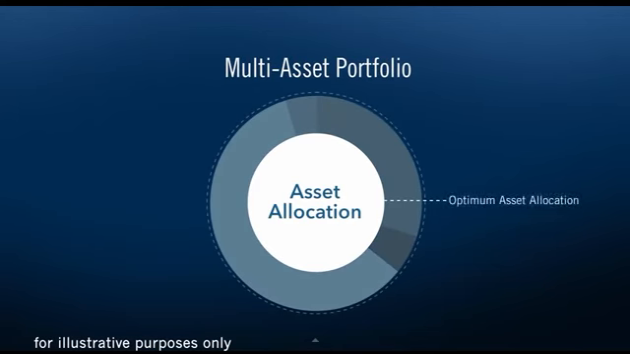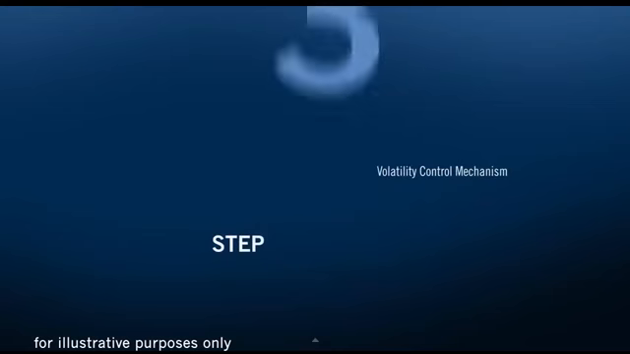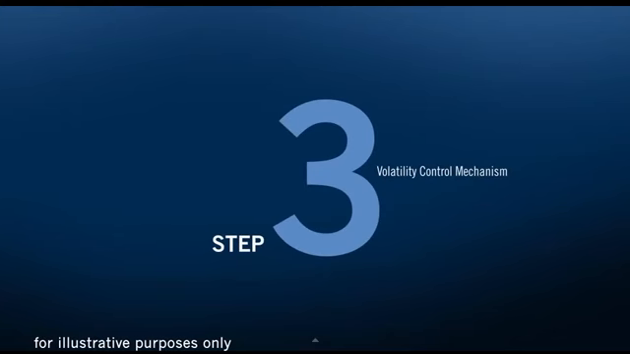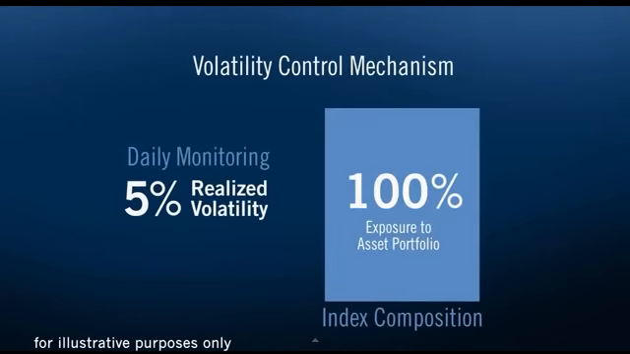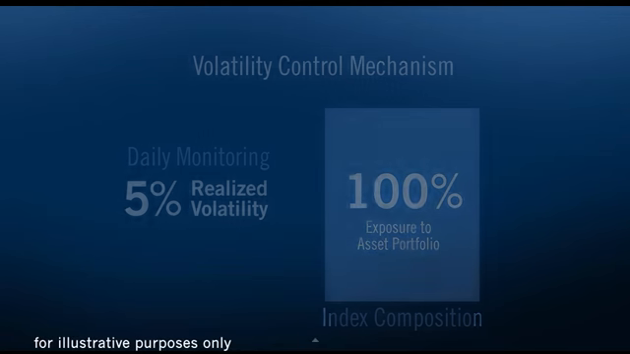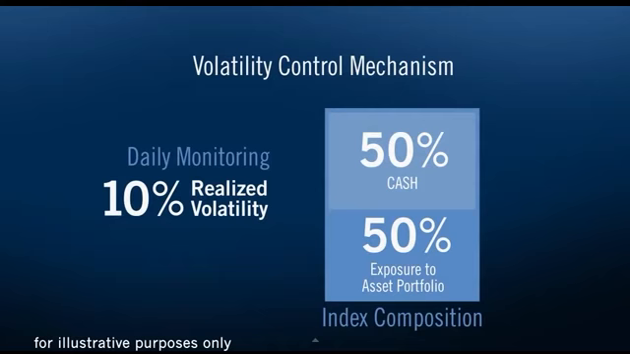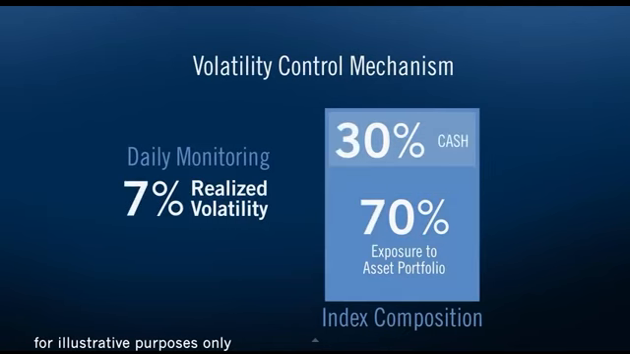Once the asset allocation is determined, a daily volatility control mechanism is used to further adjust the exposure between cash and the rest of the asset classes. The main objective of this allocation is to maintain a target volatility of 5%. As realized volatility of the asset portfolio increases, MSDSI invests more in cash and less in the asset basket. Vice versa, if the realized volatility of the asset portfolio decreases, MSDSI invests less in cash and more in the asset portfolio, subject to a cap of 150%.